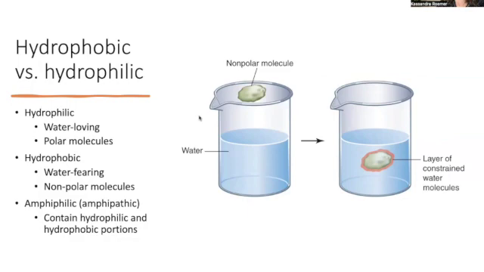This is important when we talk about wanting to dissolve other substances in water. For example, nonpolar molecules, when they interact with water, are hydrophobic, which means water fearing. And usually water forms a layer of constrained water molecules around those nonpolar molecules. We also have hydrophilic molecules, which are water-loving, as the name says. Those are usually polar molecules because they can form hydrogen bonds and other ionic interactions with water.